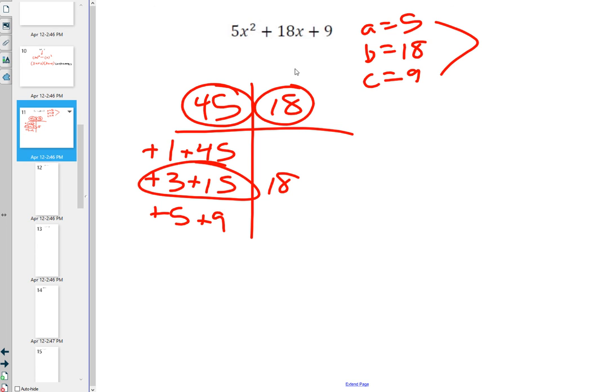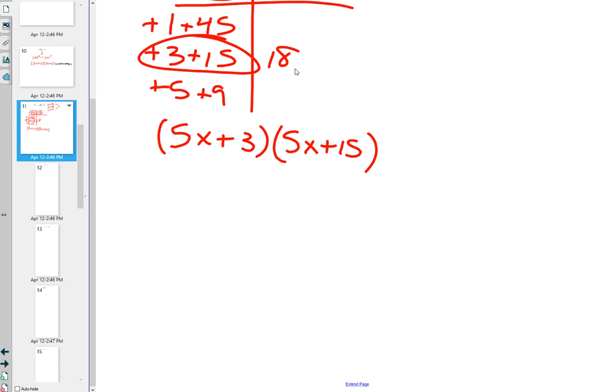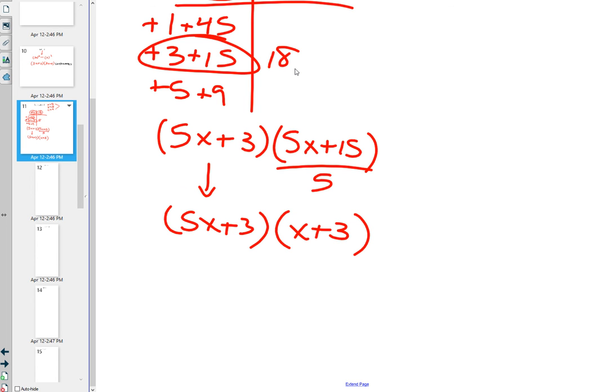Now, because A wasn't 1, I got to stick that 5 in front. So 5x plus 3 and 5x plus 15. I can't do anything with the 5x plus 3, so that just drops. But this can be divided by 5, which can be plus 3. How many factors does this expression have? 2.